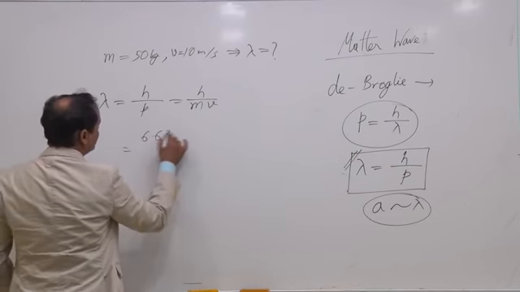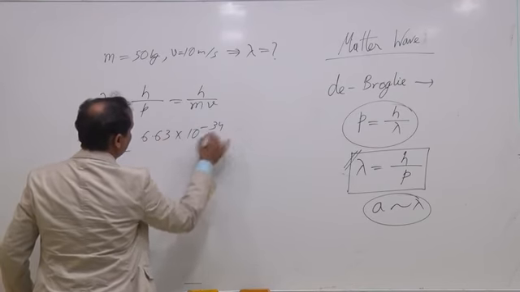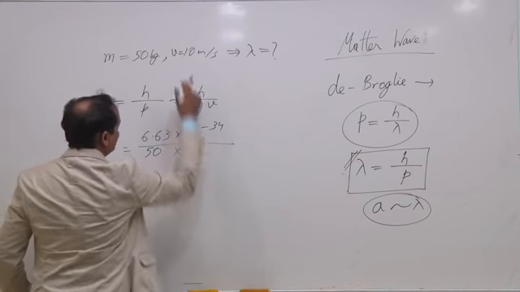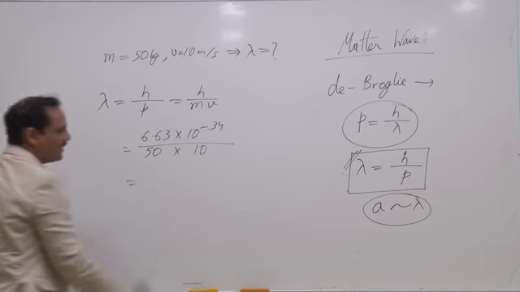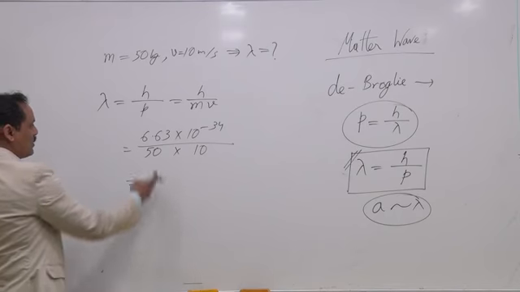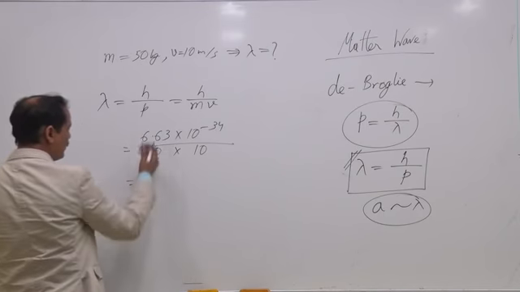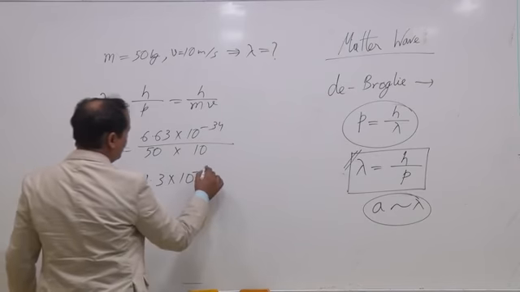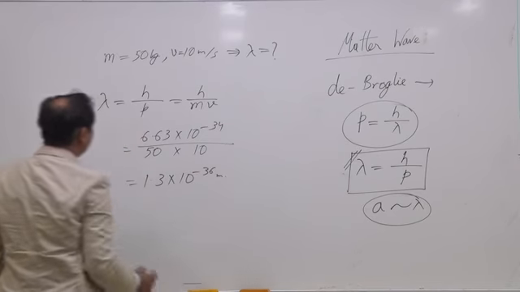h is 6.63 into 10 to the power minus 34 joule second. Mass is given to be 50 kg, speed is given to be 10 meter per second. So, it is 1.3 into 10 to the power minus 36 meter.